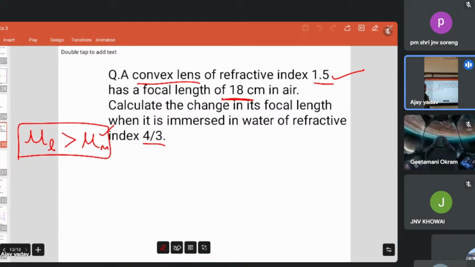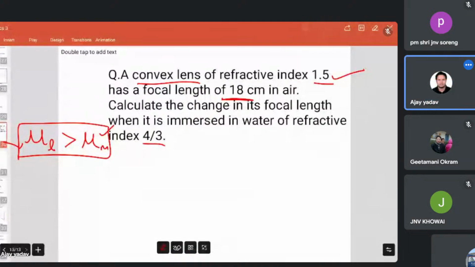So the nature of the lens will not change. If the refractive index of the lens is greater than that of the medium, the nature of the lens will not change. Means if the lens is convex, it will remain convex after we dip it into another medium, and if it is concave, it will remain concave. Then what will happen? Its focal length will increase. And now the other case: the refractive index of the lens is less than the refractive index of the medium.